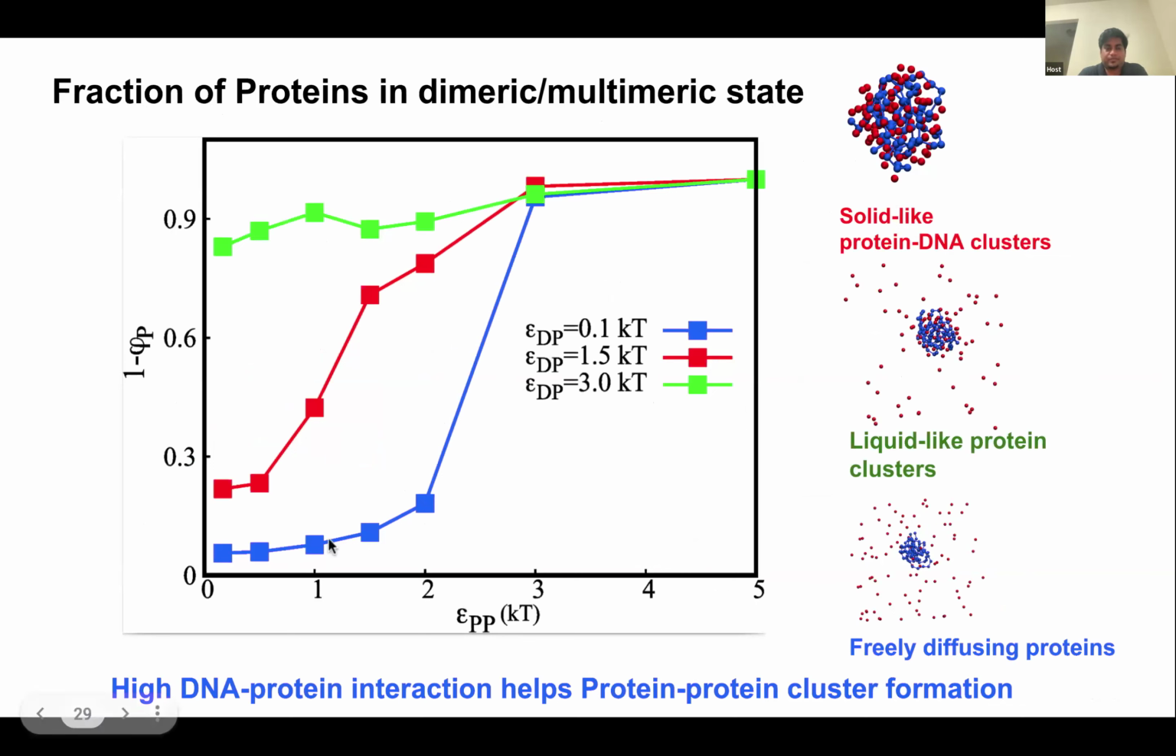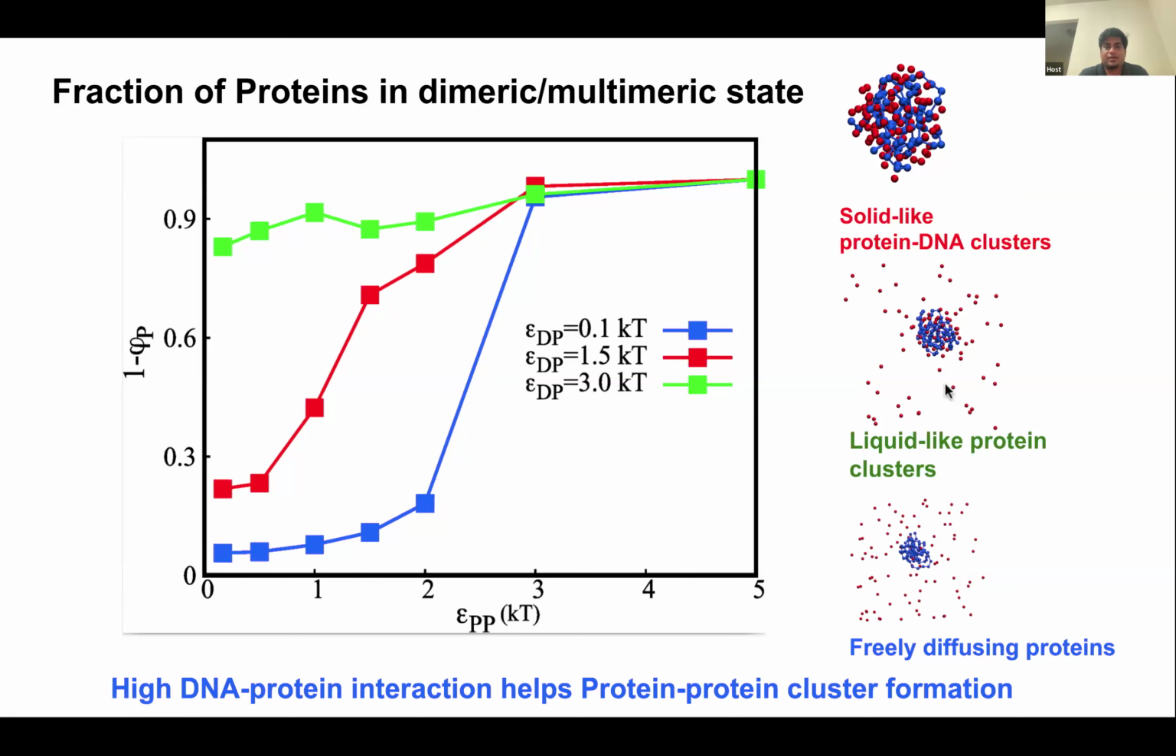We see that when the protein interactions are very low, the proteins are freely diffusing, and 1 minus 5p shows the fraction of protein in multimeric state. It shows whether the protein is freely diffusing or not. If the value is low, it means they are freely diffusing. If the value is high, it says they are in a multimeric state. So if there is less DNA-protein interaction or protein-protein interaction, the proteins tend to be in a freely diffusing state.